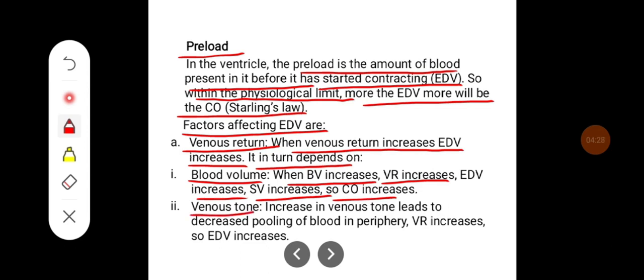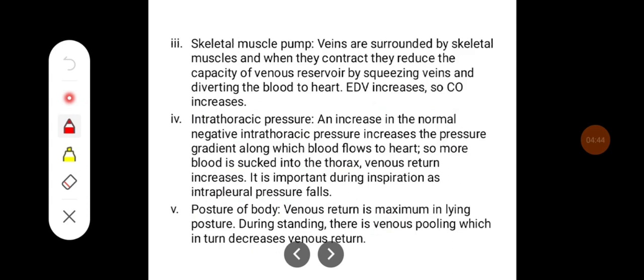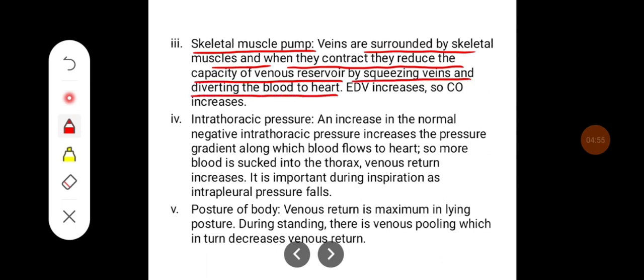It also depends on venous tone. When there is an increase in the venous tone, it leads to decreased pooling of blood in the periphery, which increases the venous return, and hence EDV increases. It also depends on the skeletal muscle pump. Veins are surrounded by skeletal muscles, and when they contract, they reduce the capacity of the venous reservoir by squeezing the veins and diverting the blood to the heart. So end-diastolic volume increases, so cardiac output increases.